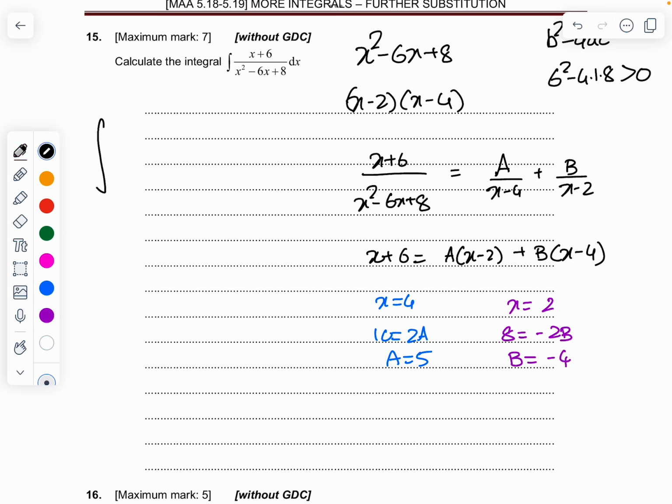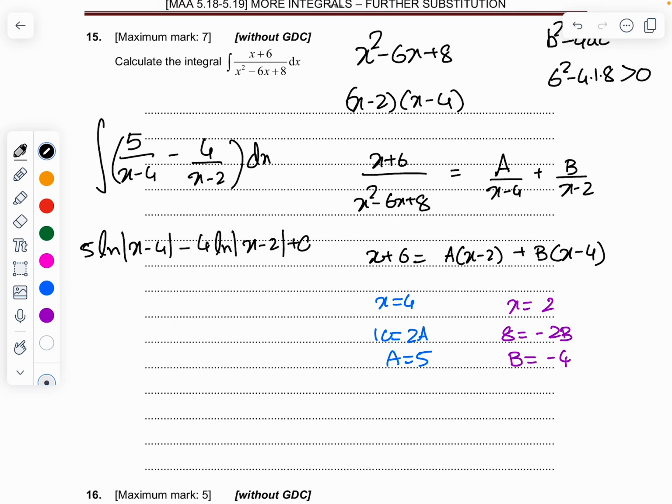So what will this integral become? 5 upon x minus 4 minus 4 upon x minus 2 dx. So it becomes 5 ln of (x minus 4) minus 4 ln of (x minus 2) plus c. If you want to further simplify it, it is ln of (x minus 4) to the power of 5 divided by (x minus 2) to the power of 4 plus c.